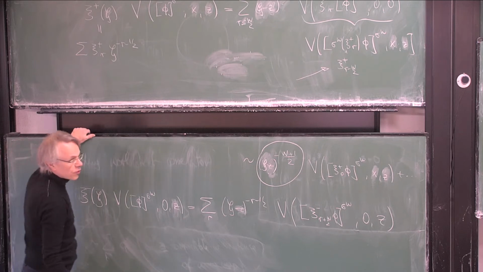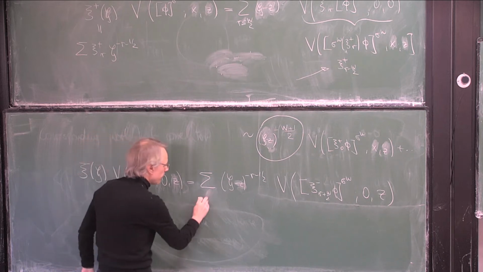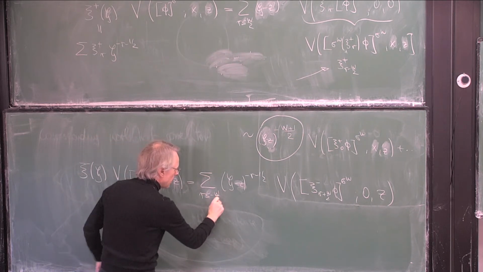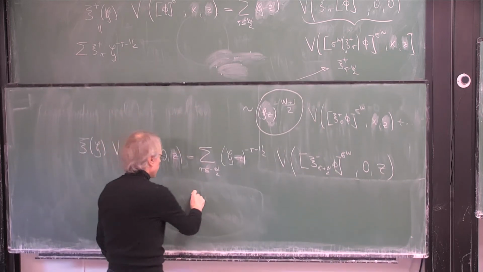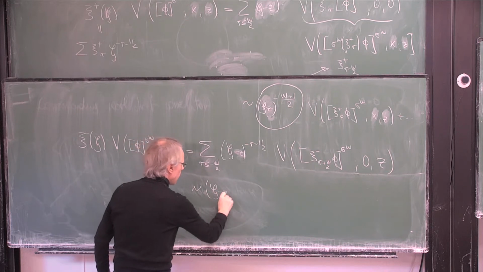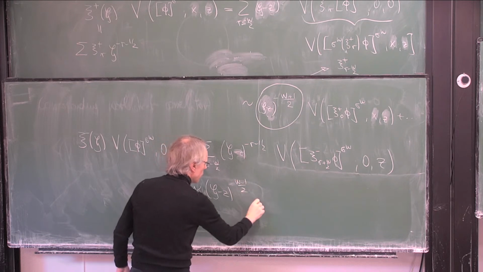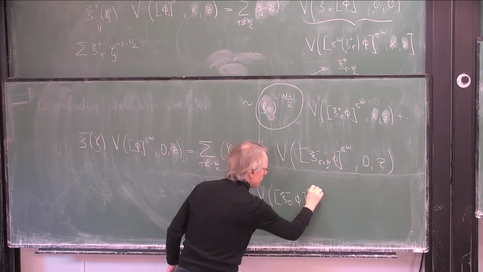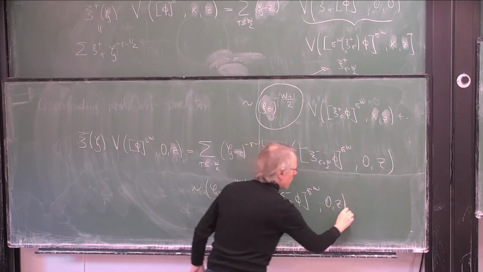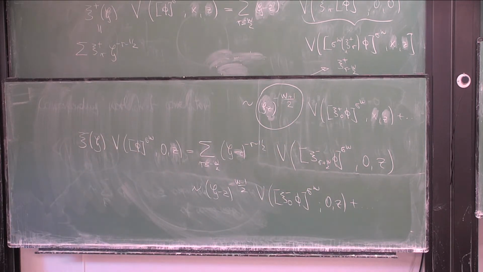And now, which terms contribute? The terms that contribute are those where r is less than or equal to minus w over 2, because this mode number must be 0 or negative. So this will go as zeta minus z to the w minus 1 over 2 times this correlator, plus higher order terms. Okay, so this is all pretty pedestrian, but now comes the crucial point.